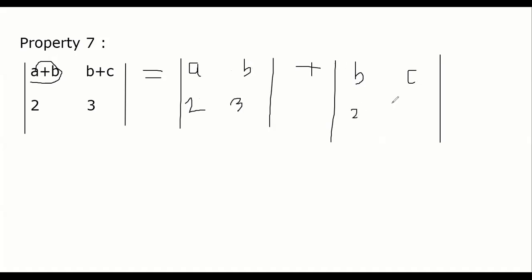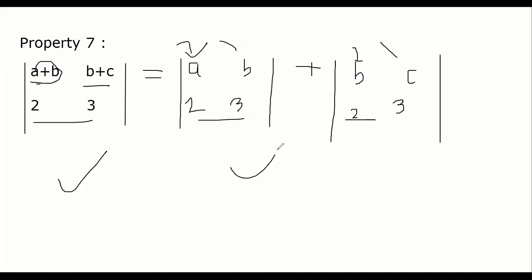A determinant can be written as the sum or difference of two or more determinants. That is property 7. What is happening? This row is the same, no problem. This A plus B is one element. You can split it as A plus B. This is B plus C. You can split it as B plus C. Everything else remains the same. You cannot do this operation on multiple rows, only on a particular row or particular column. A determinant can be expressed as the sum or difference of more than one determinant. Here we are doing one determinant as the sum of two determinants, meaning this determinant is the sum of these two determinants.